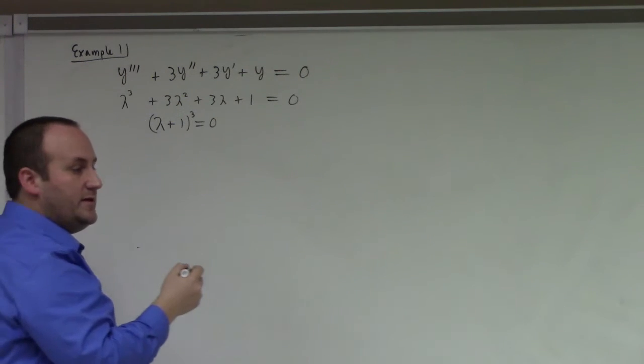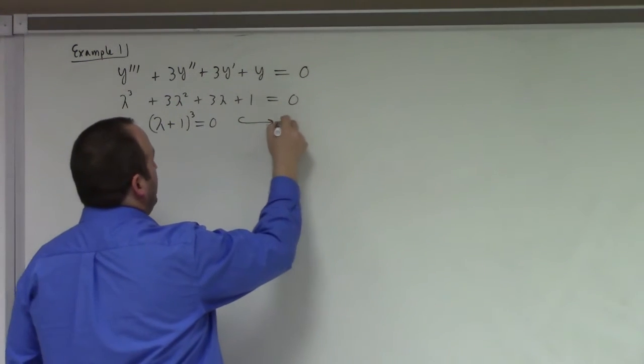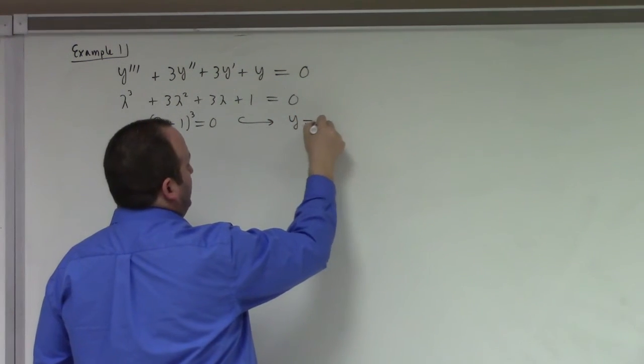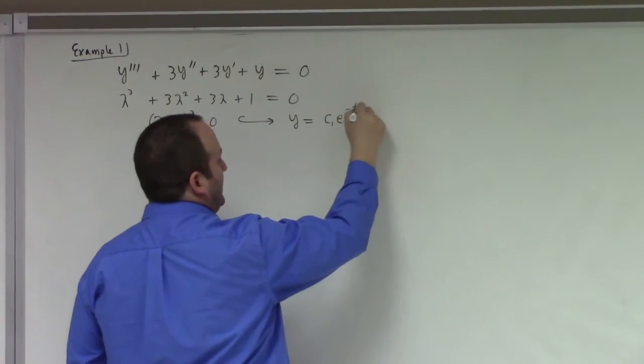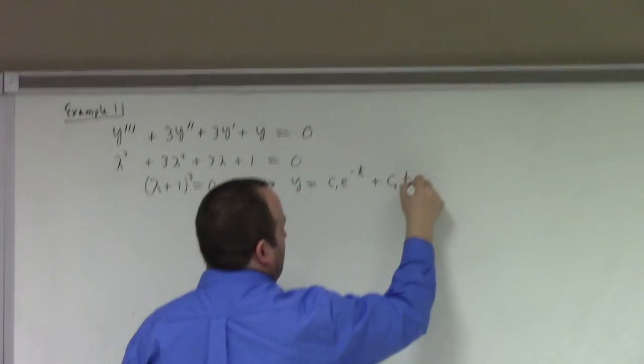And then the theory you go over in Math 334 tells you to write down the following solution. y is equal to c1 e to the minus x. Let me use a t here. y equals c1 e to the minus t plus c2 t e to the minus t plus what?